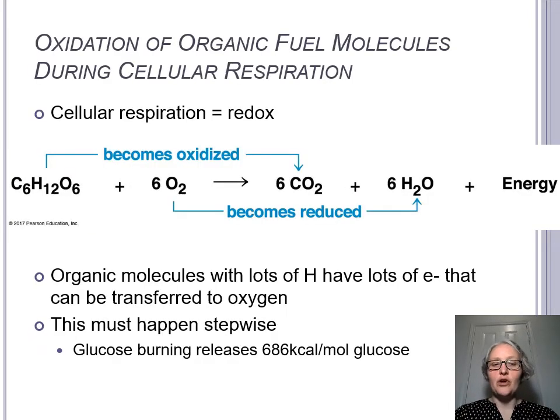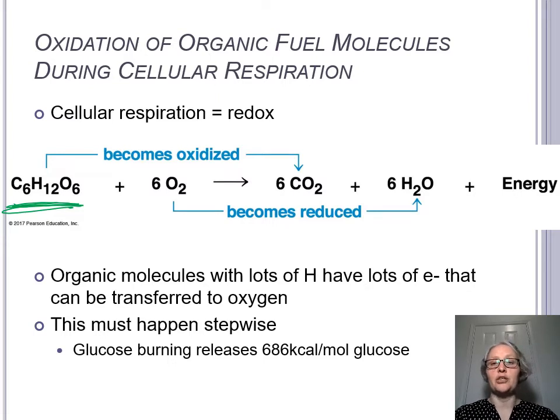Here we see our overall cellular respiration equation again. That is a redox reaction, and you can see that glucose is being oxidized and oxygen is being reduced. It turns out that organic molecules like glucose, things that have lots of hydrogen in them, have lots of electrons that can be transferred to oxygen. Unfortunately, this process has to happen in a stepwise fashion.